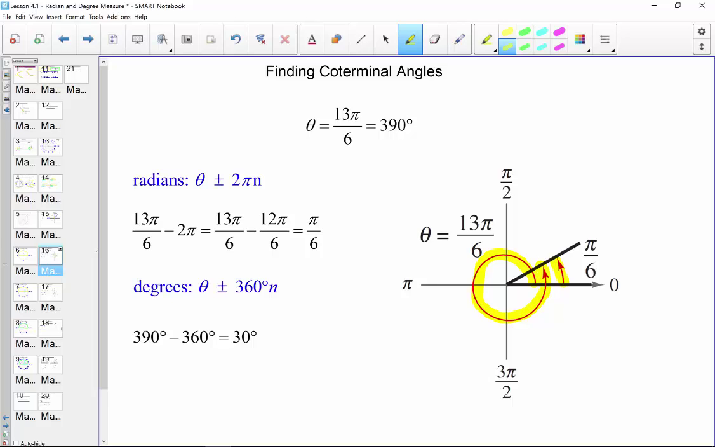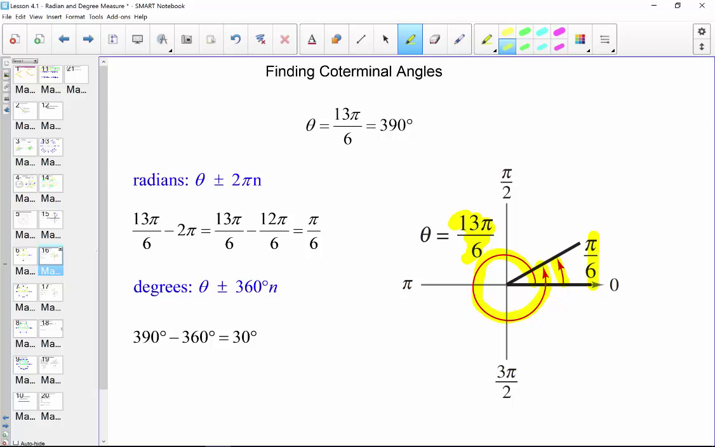So in the example below, we have 13 pi over 6 minus 2 pi. Rewriting those with a common denominator of 6, we have 13 pi over 6 minus 12 pi over 6 equals pi over 6. Therefore, 13 pi over 6 and pi over 6 are equivalent. We can see that in the diagram below.